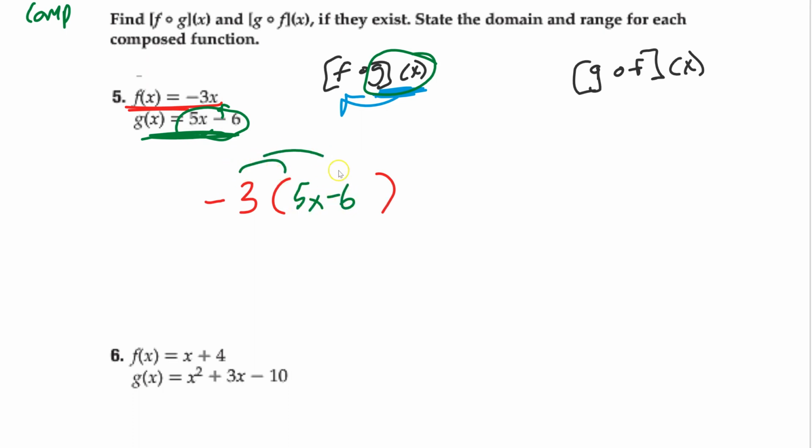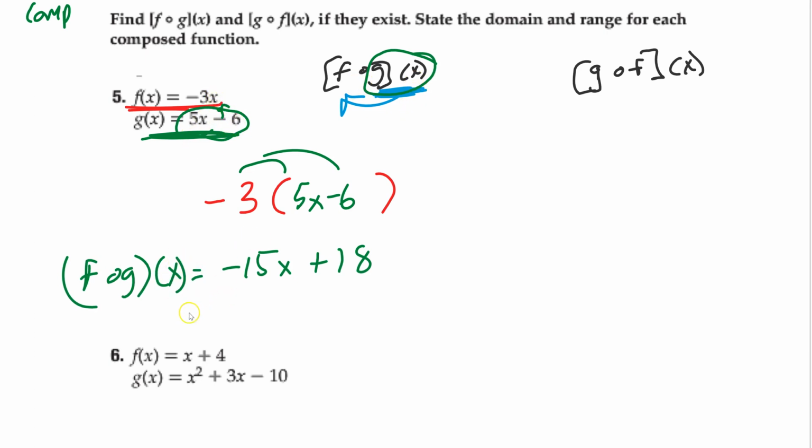Then we distribute: -15x plus 18. That's what f of g of x is. We're plugging g into the f function, plugging all this into that function right there. Domain: no fraction, no square root, all real numbers.